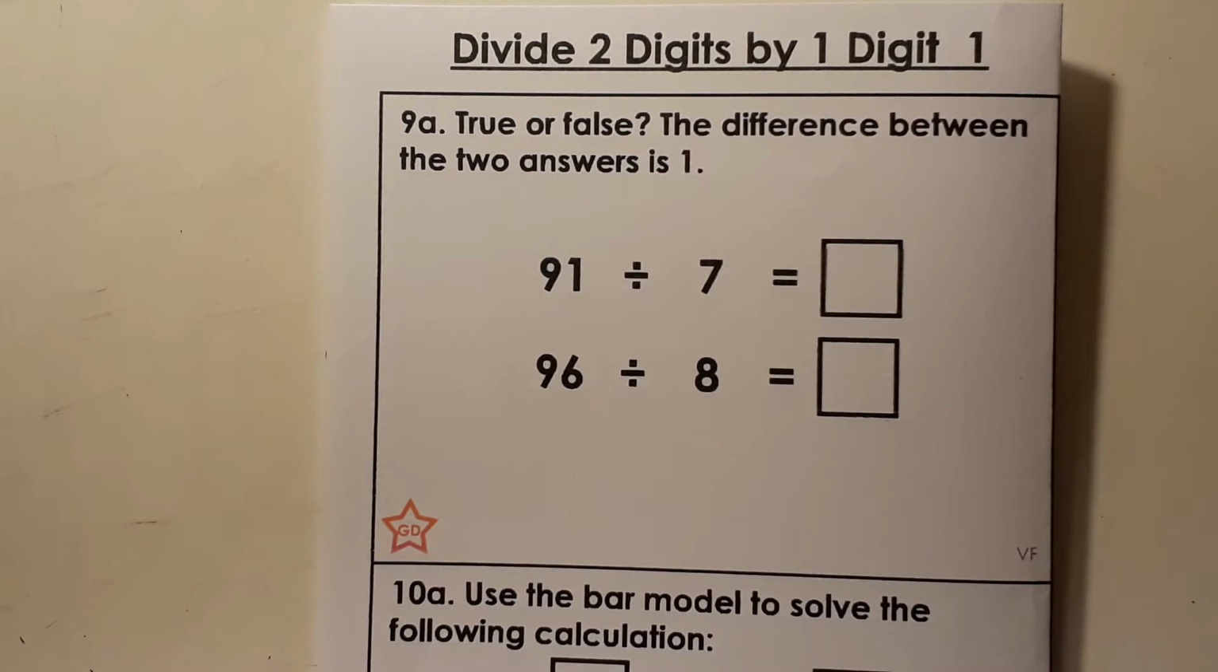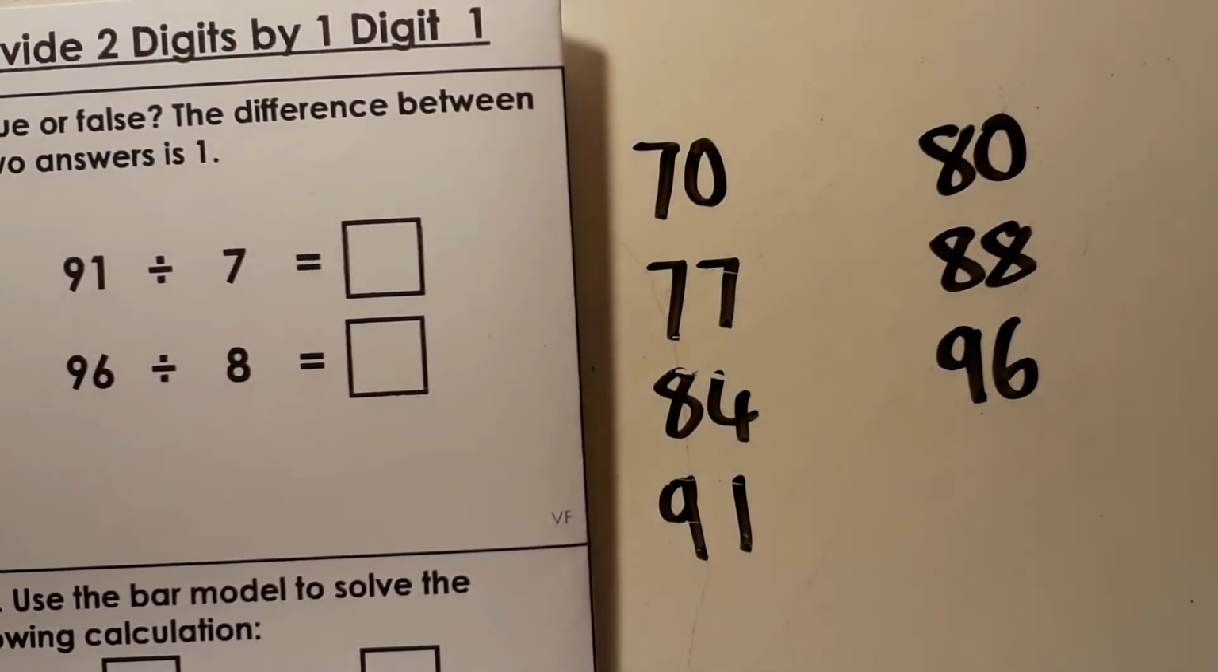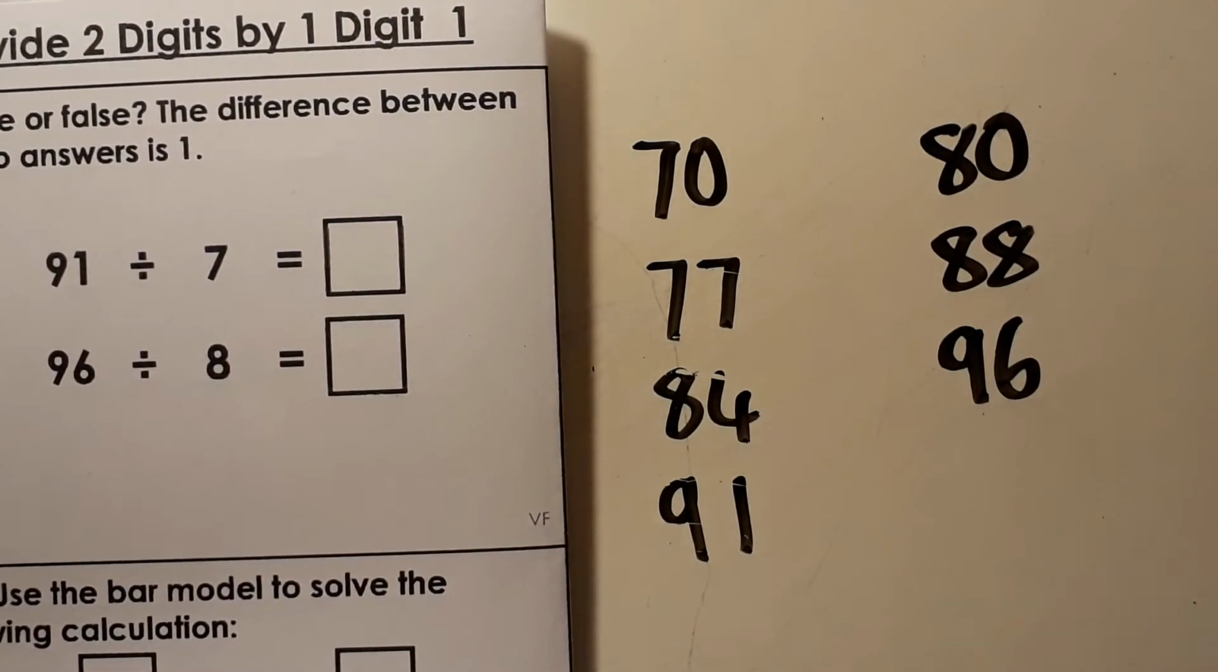Always start by reading the question. True or false? The difference between the two answers is 1. So we've got 91 divided by 7 and 96 divided by 8. And here I've already done my splat boxes for the two divisions.